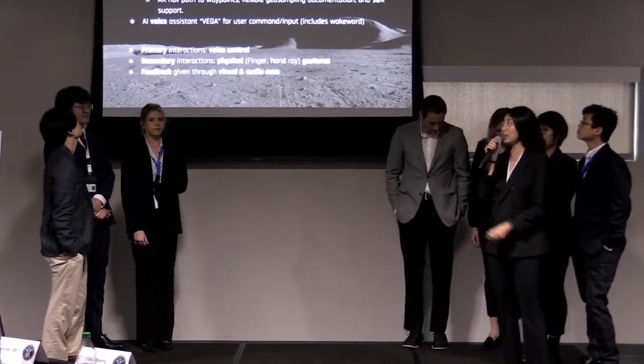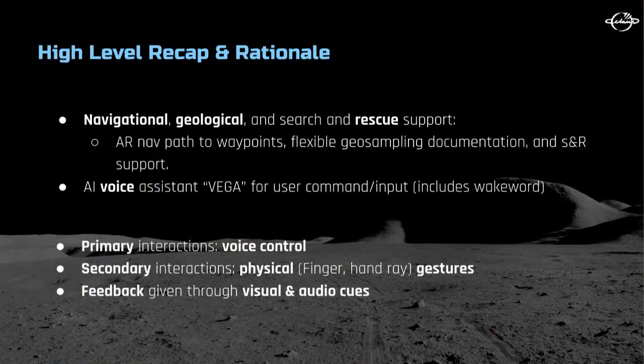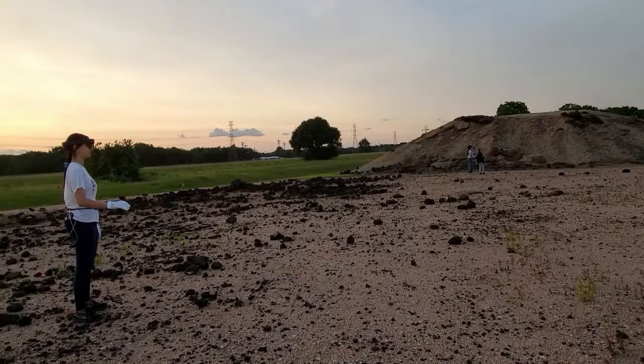All right, so just a high-level overview. We mostly focused on navigational features and geological features, and we also worked on a voice assistant called Vega for user commands and inputs. Our primary interactions are controlled by voice. We also have secondary interactions by physical touch, like fingers and hand raise, and we also make sure to give feedback through visual and audio cues. I'll just show you a nice cinematic we've made. One of our UX designers, Clement, worked on this, so pretty cool.